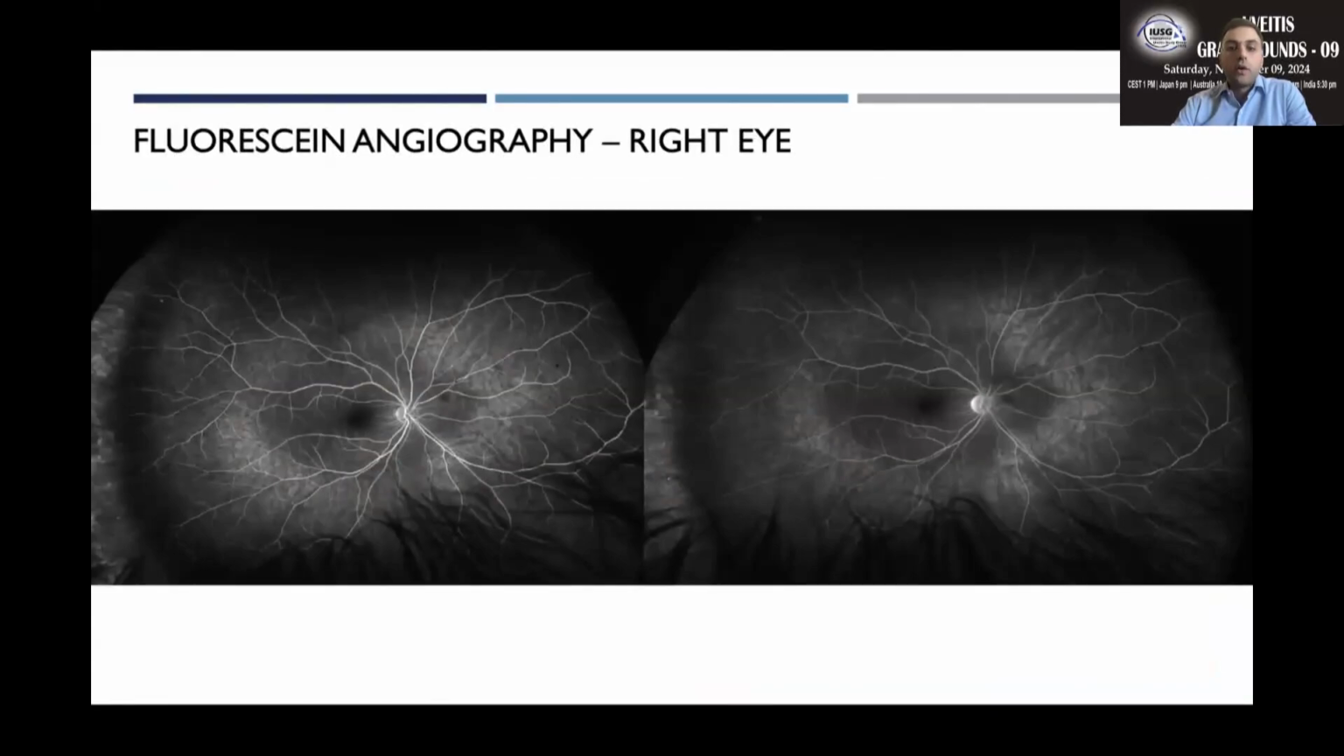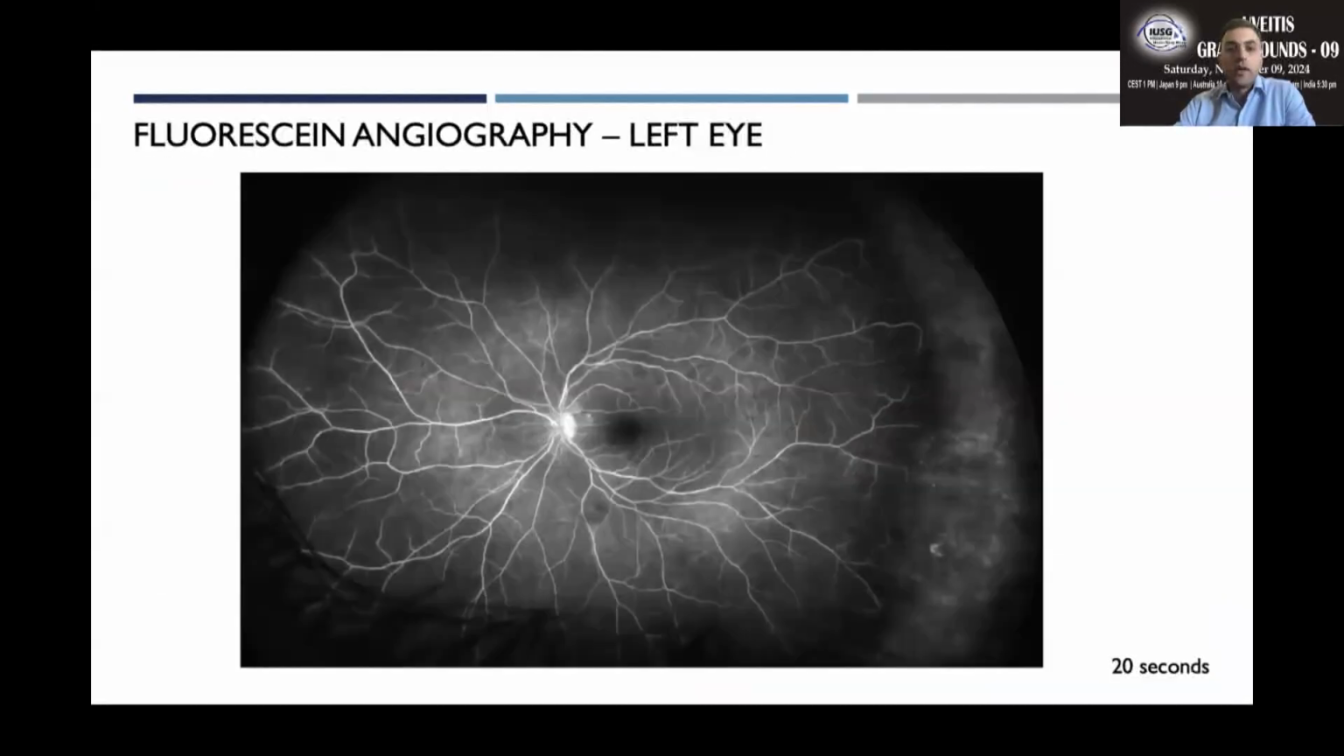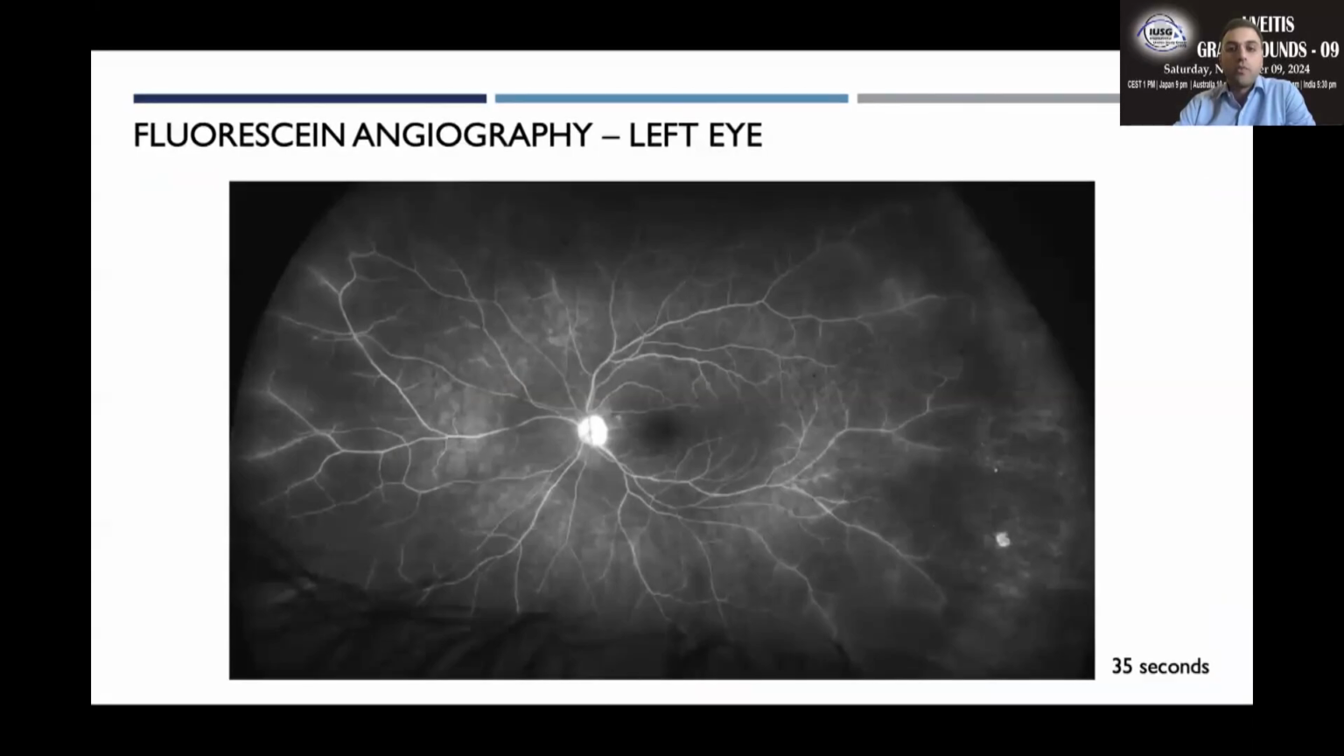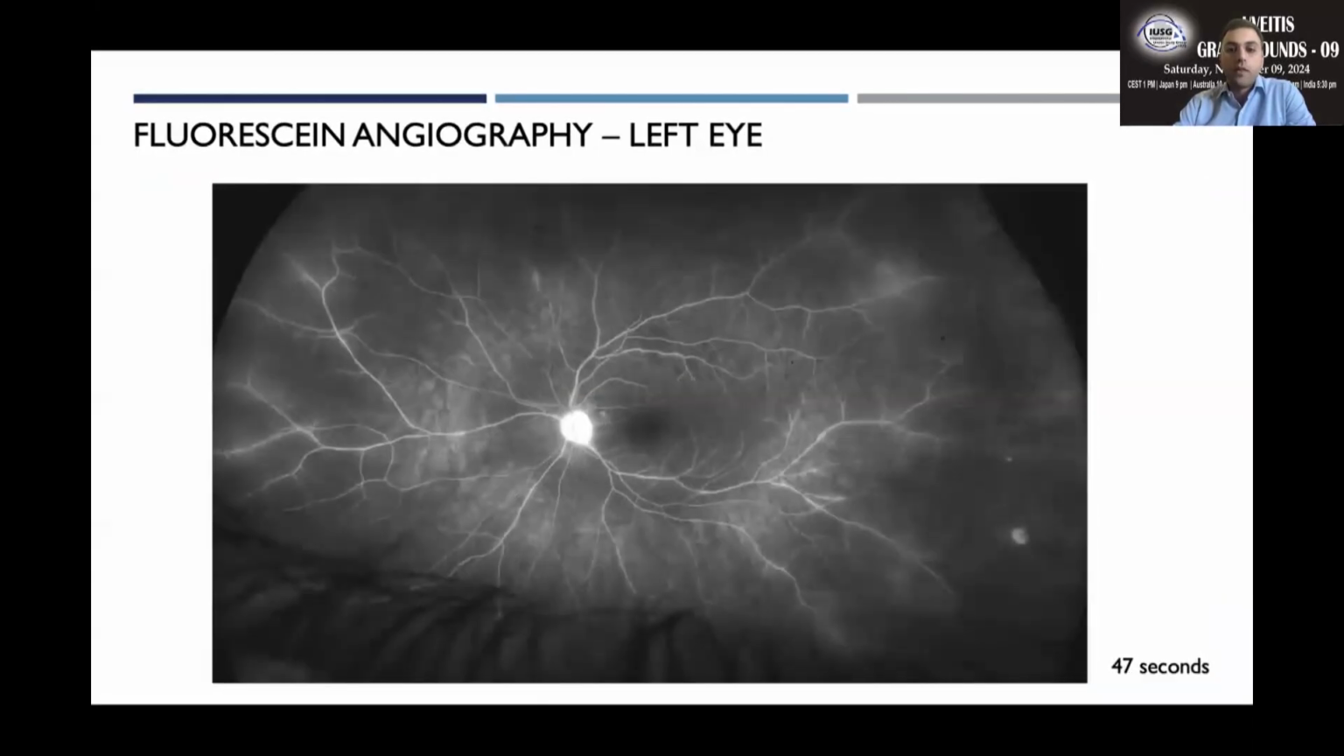The patient also underwent fluorescein angiography. In the angiogram of the right eye, there was no evidence of vascular leakage. The left eye, however, showed diffuse vascular leakage with perivascular sheathing that had been observed previously both temporally and nasally, in addition to a hot disc.